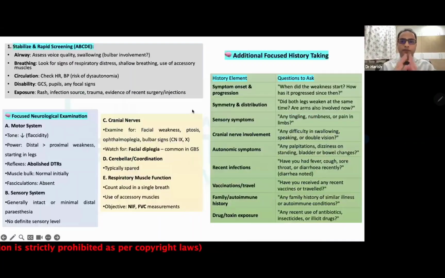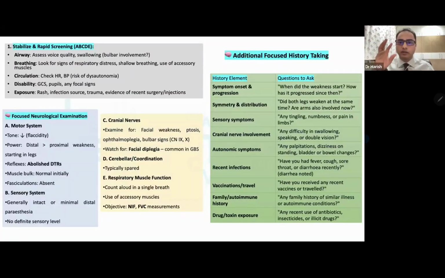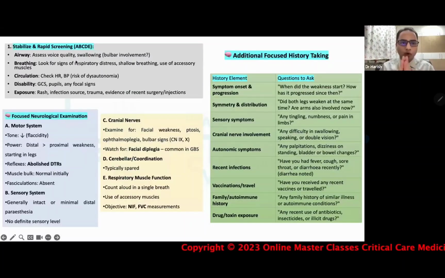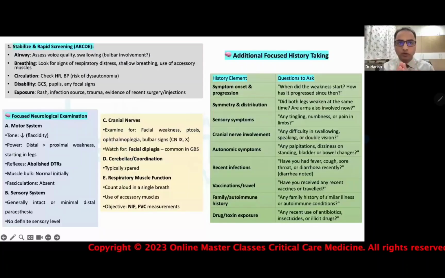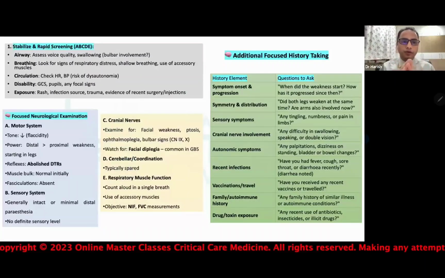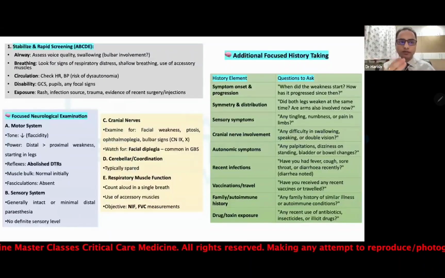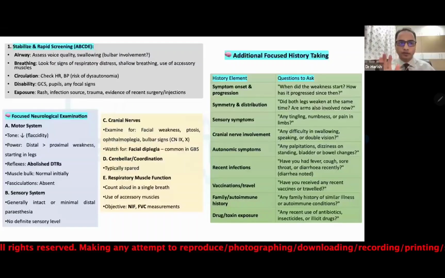Remember, when an examiner asks your approach, airway, breathing, circulation, all these things you are going to consider, with a backup of what needs to be done for that particular patient. In this patient there is weakness of the lower limb. So we are going to assess the airway in terms of the quality of the voice, and swallowing, whether he is able to swallow adequately or not. Look for signs of respiratory distress in terms of breathing, whether he needs acute support, whether shallow breathing is there, use of accessory muscles.